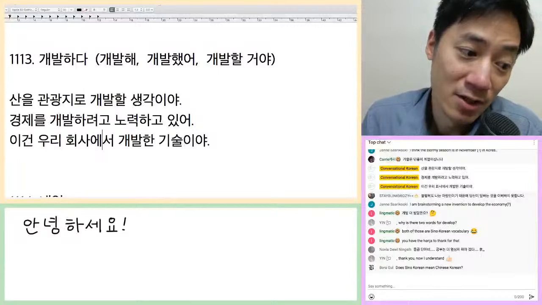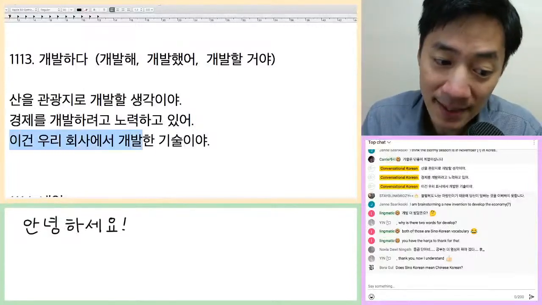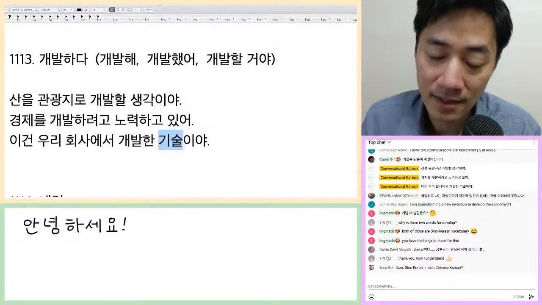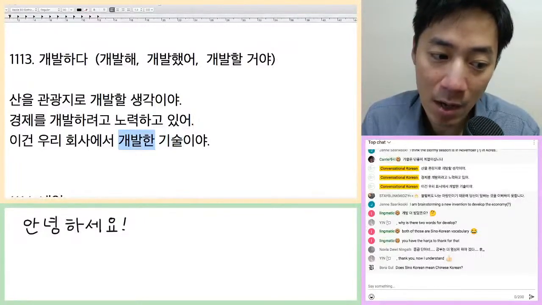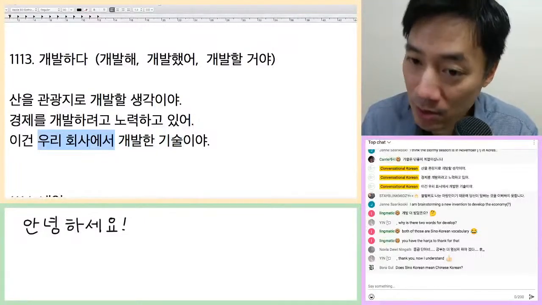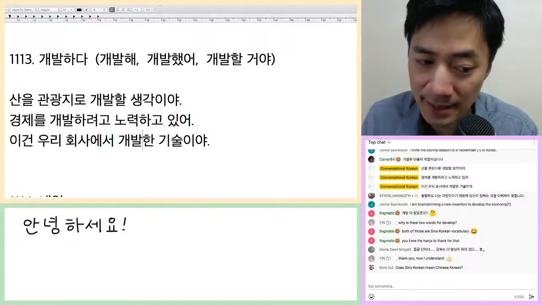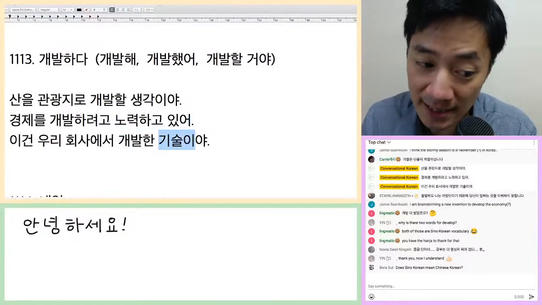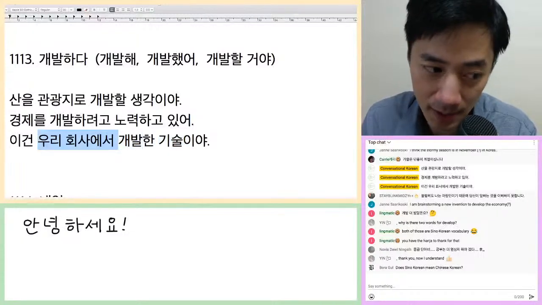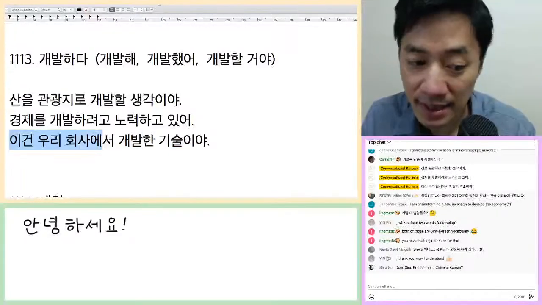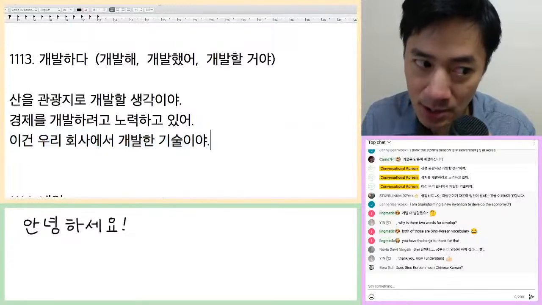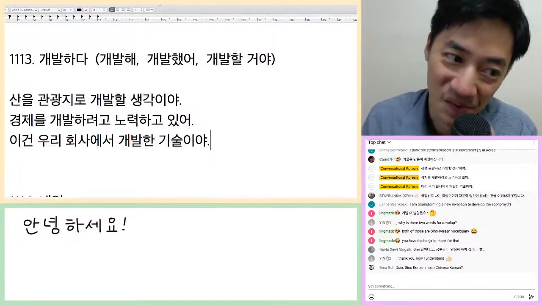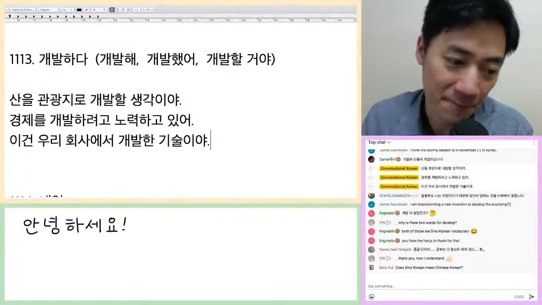Okay, third one. 이건 우리 회사에서 개발한 기술이야. This one is a technique that is invented in our company, or from our company, either way. In this case, 개발하다 is like invented. This is a technique that we invented in our company. 이건 우리 회사에서 개발한 기술이야. So 개발하다, to develop on your own or to invent something.